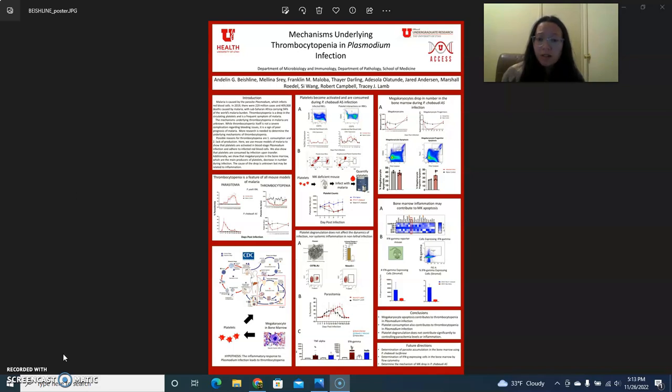Data collected previously in the Lamb lab through RNA sequencing shows that a cytokine associated with inflammation, called interferon gamma, is upregulated in the bone marrow during the course of infection. The interferon gamma receptors are also upregulated, showing that interferon gamma is present and able to perform its inflammatory function during infection. To investigate this further, I infected genetically altered mice referred to as GREAT mice with Plasmodium chabaudi.